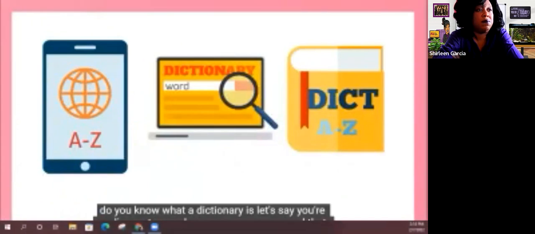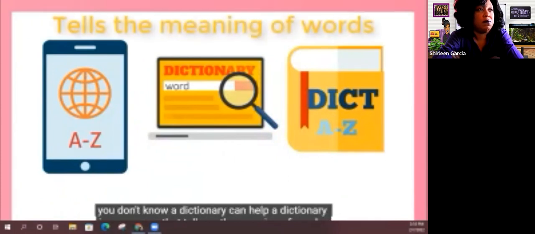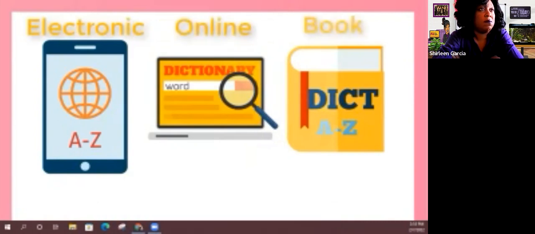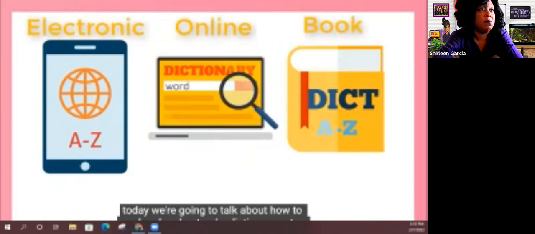Do you know what a dictionary is? Let's say you're reading a story and you come across a word that you don't know. A dictionary can help. A dictionary is a resource that tells us the meaning of words. There are electronic dictionaries, dictionaries online, and also dictionaries that are books. Today we're going to talk about how to read and understand a dictionary entry.